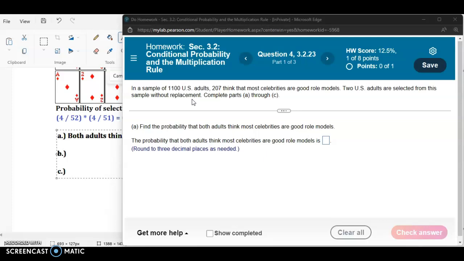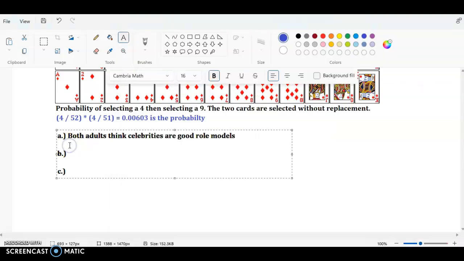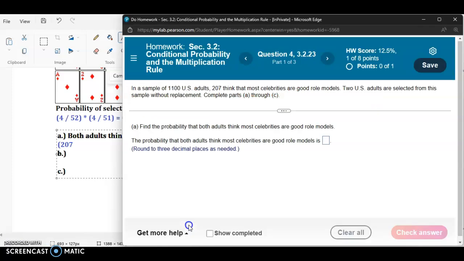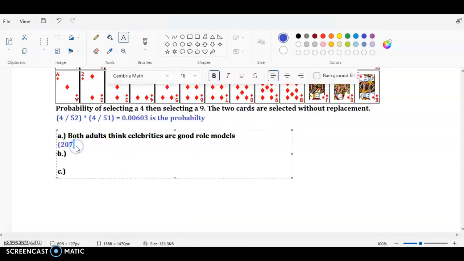Okay, so when we select the first adult, we want to know the probability that the first adult thinks that celebrities are good role models. Okay, so the probability that the first adult has that belief would be 207 adults out of the 1,100 who have that belief. Okay, so it'd be 207 over 1,100.